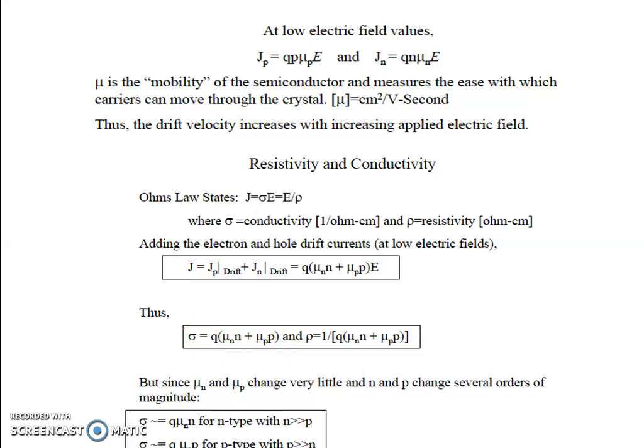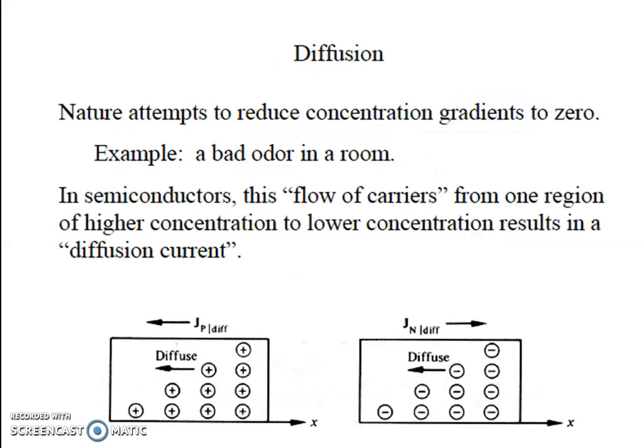But I'll just tell you the conductivity will be the charge of the particle, because both electron and hole have the same charge, times the mobility of the electron times the concentration of the electron plus the mobility of the holes times the concentration of the holes. The conductivity will be exactly 1 by resistivity.